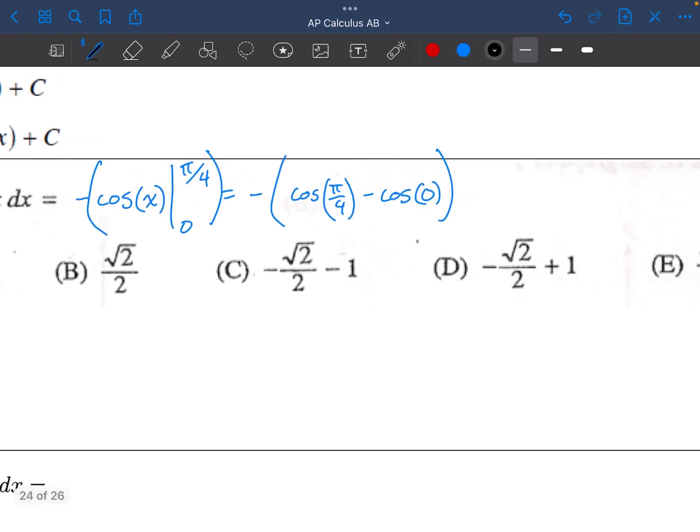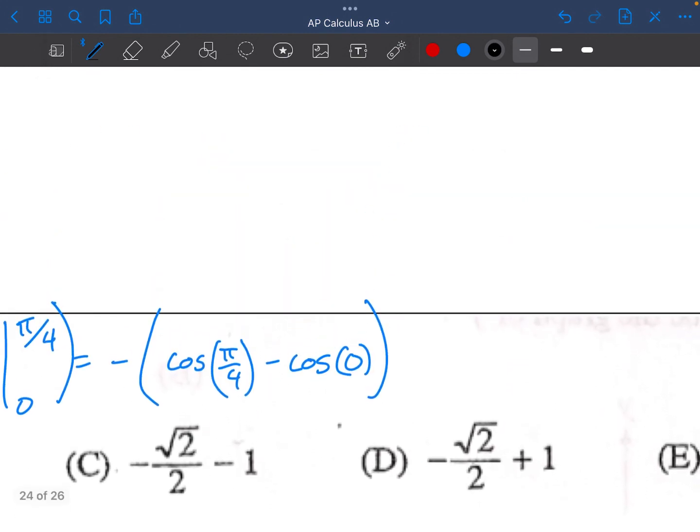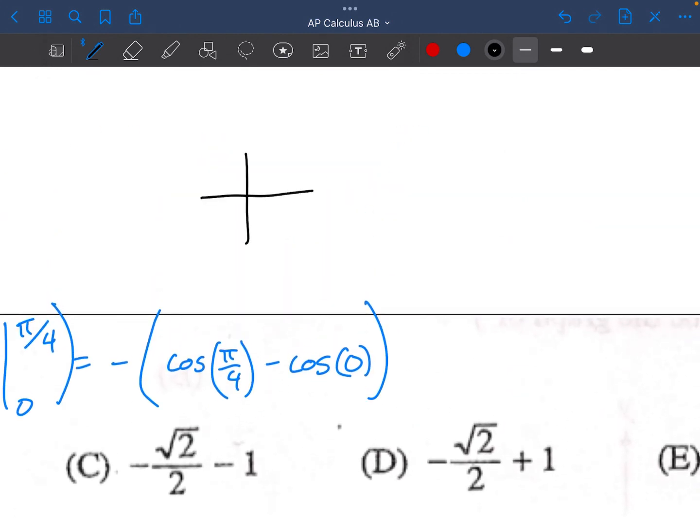All right, so evaluating these things. So pi over 4, the way that I'm thinking about this on a unit circle is I have a unit circle. Pi over 4 is right here. Well, technically the angle is pi over 4, but whatever. It points up to the middle in between 0 and pi over 2. And cosine is going to be the x-coordinate.